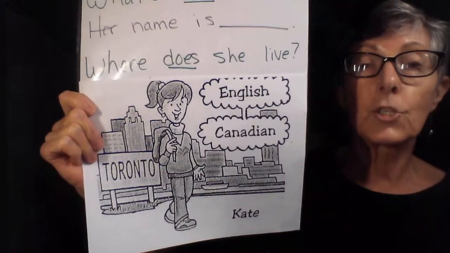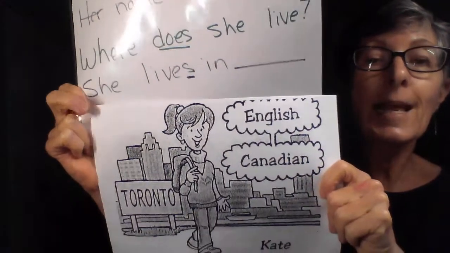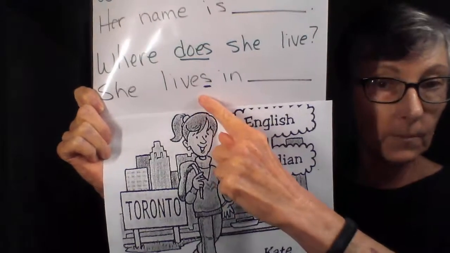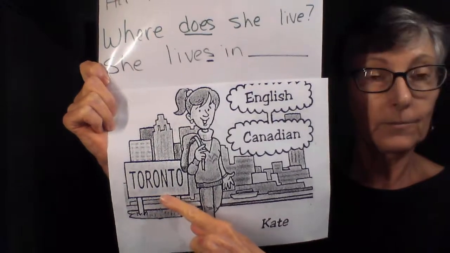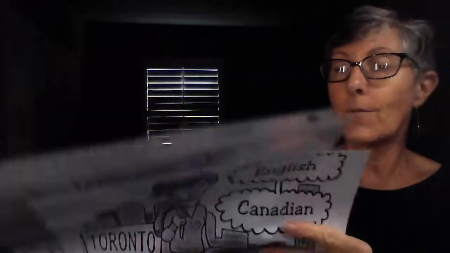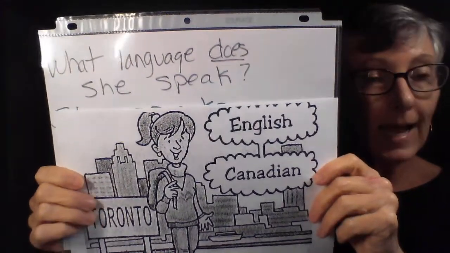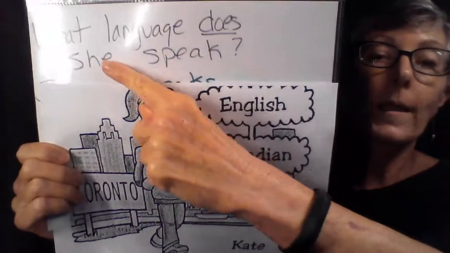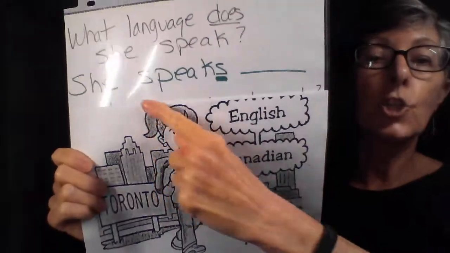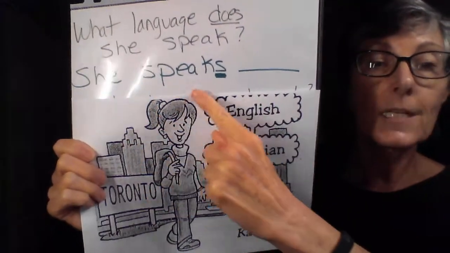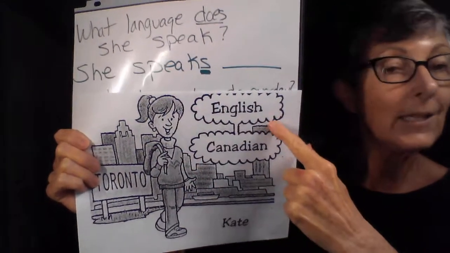Where does she live? And the answer is, she lives, because this is the verb, we need the S. She lives in Toronto. What language does she speak? And the answer is, she speaks English.